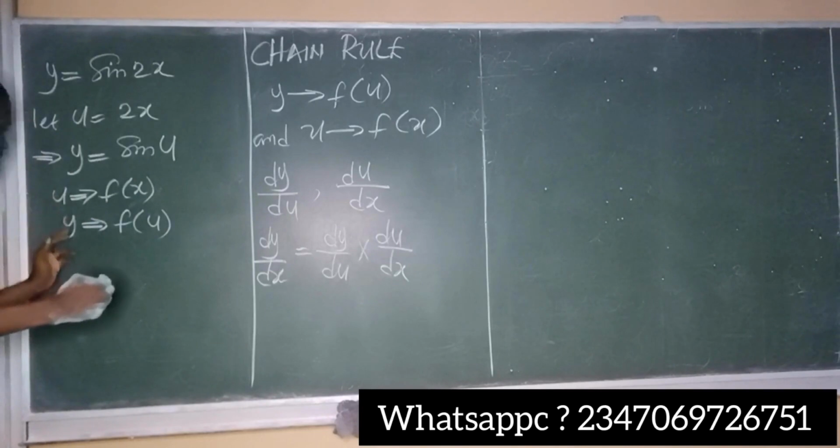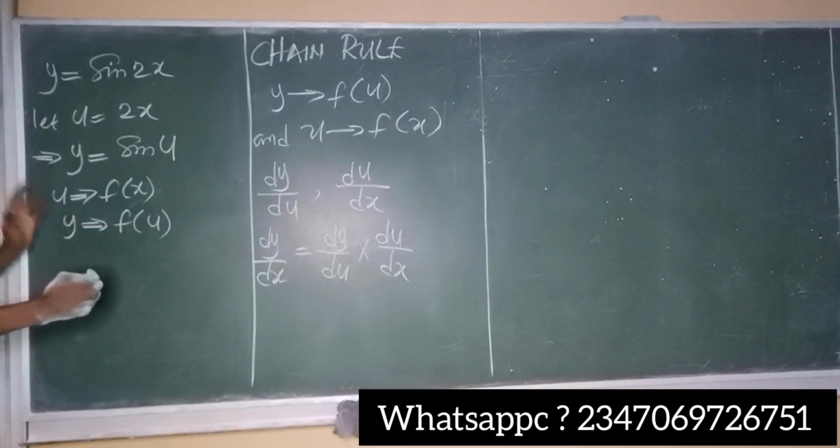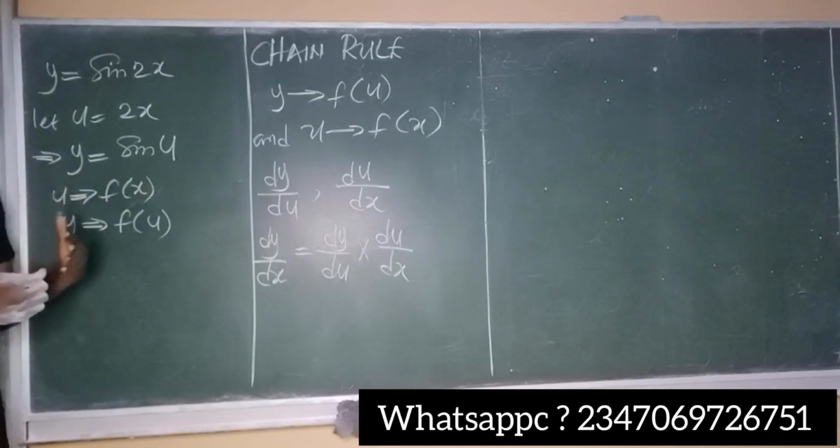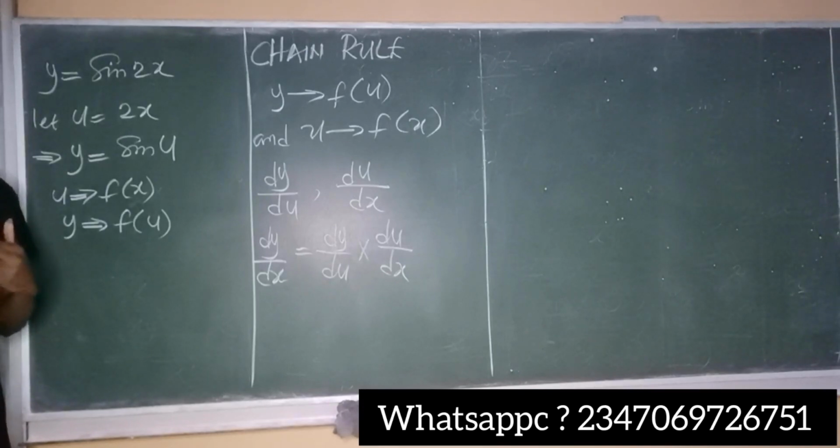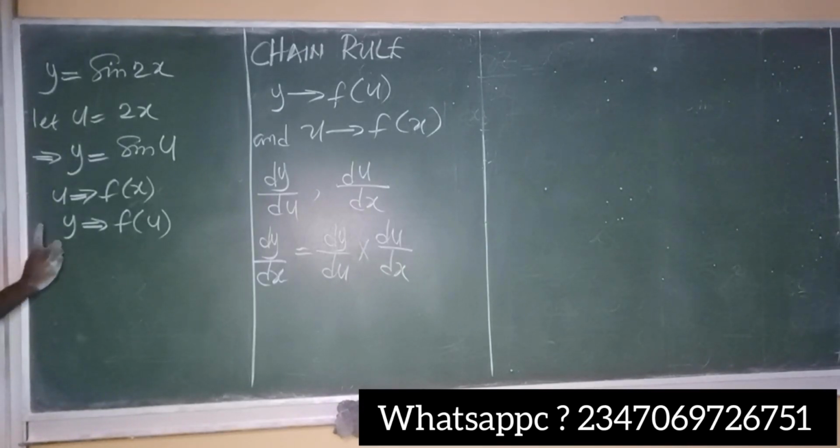So this is now y a function of u, and then u a function of x. It is called function of a function. If that is the case, then I'm going to employ the chain rule. Why? Simply because since y is a function of u, it means that I can differentiate y with respect to u, and that is simply dy/du.